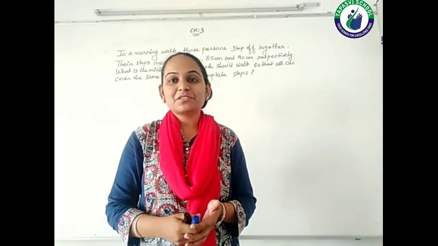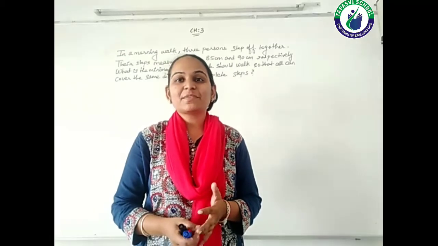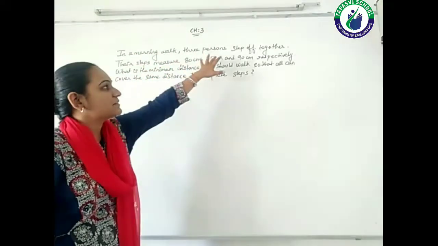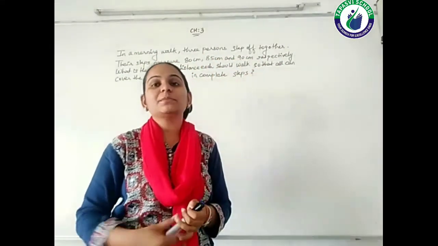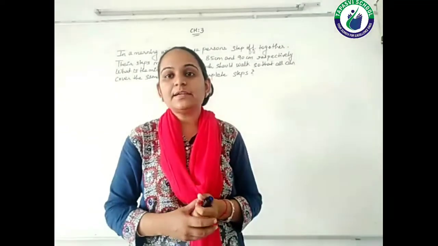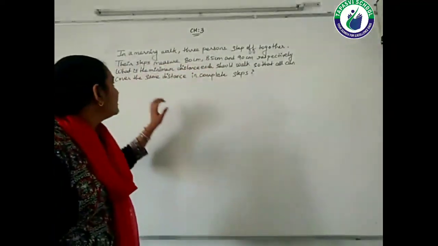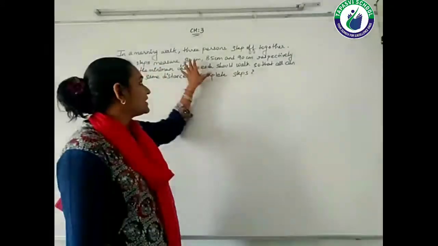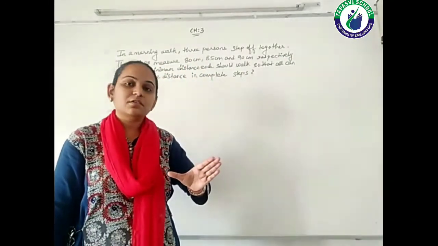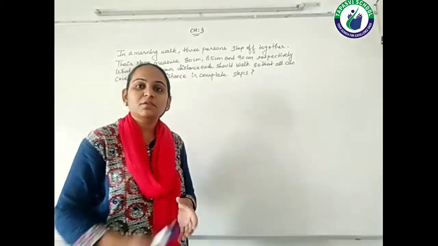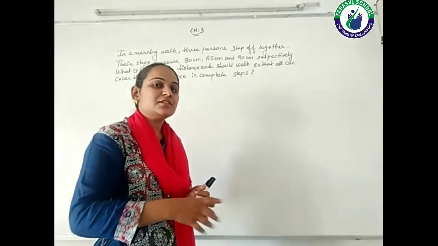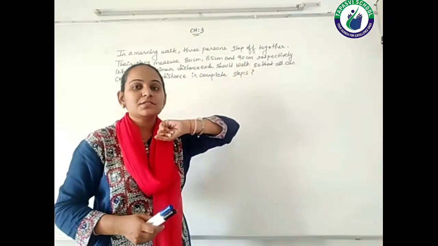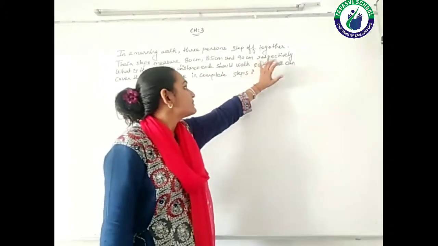Here you have to identify whether this is of HCF or LCM, right? So your word problem is: in a morning walk 3 persons step off together. Step off together means they set out together, right? For walking. The steps measure, their steps have been given. One is taking an 80 centimeter step, that is, the distance we cover in 1 footstep is 80 centimeter. Another one 85, another one 90. That means the footsteps of all three persons are given respectively.